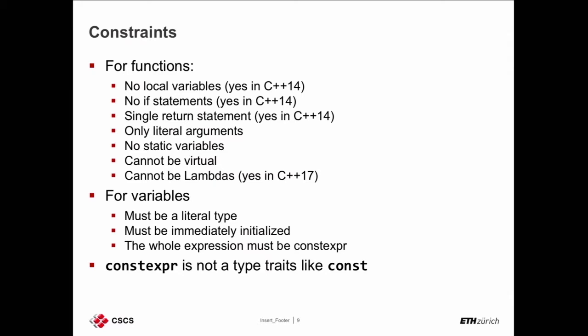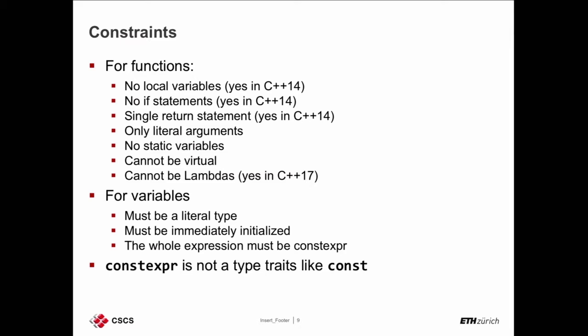You cannot have virtual constexpr functions. Virtual works only for runtime. And before C++17, you could not have lambdas that are constexpr. In C++17, they introduced constexpr lambdas. And you can have a constexpr variable, but it must be a literal type. It must be initialized there. You cannot define a constexpr variable and assign a value later on.